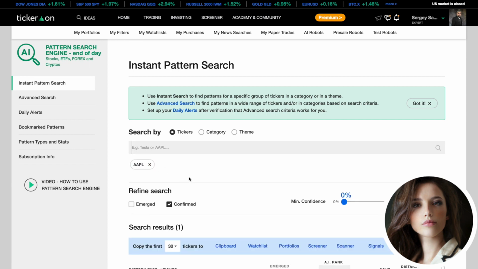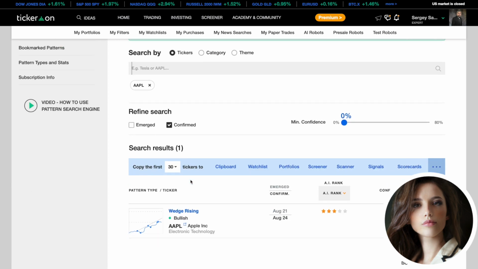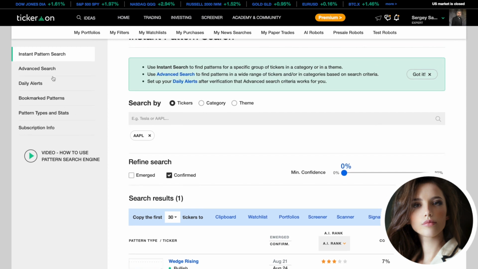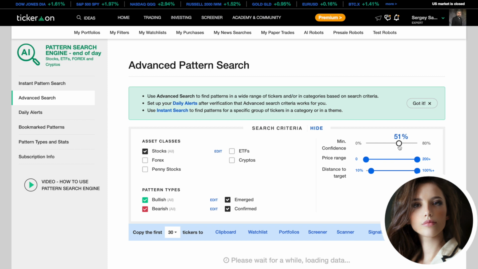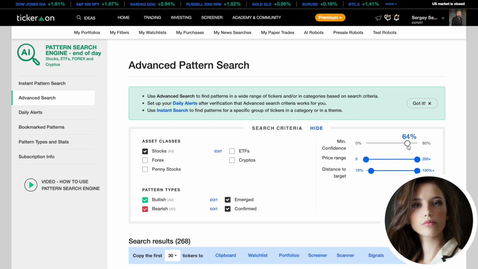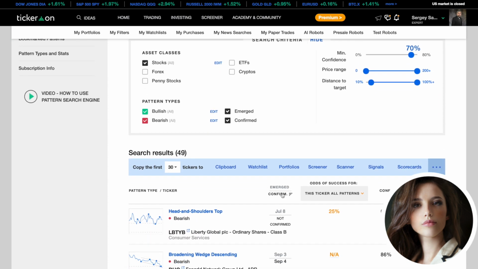Now let's go to the advanced search. Here we can find the best positions to get into right now. We're going to set it to stocks and set the confidence level, also known as the odds of success, to 70%. Let's look for both emerged and confirmed patterns. And there we go, we've got our list of stocks.